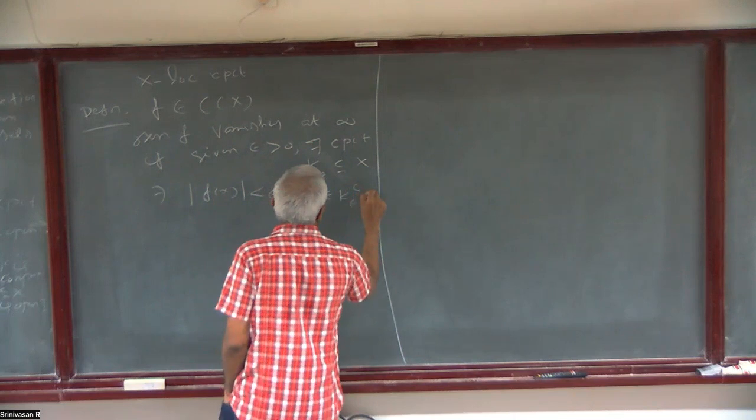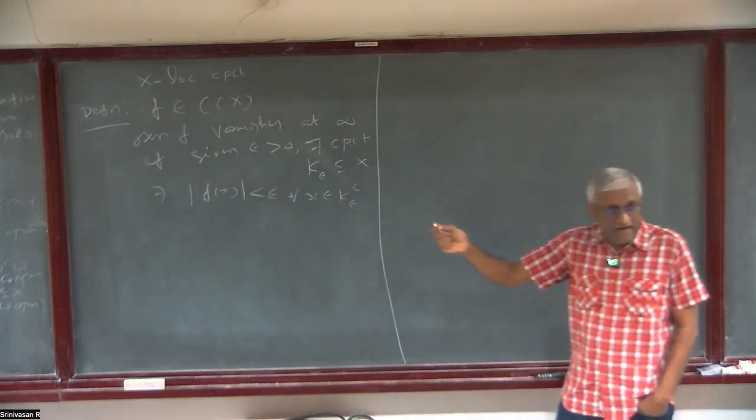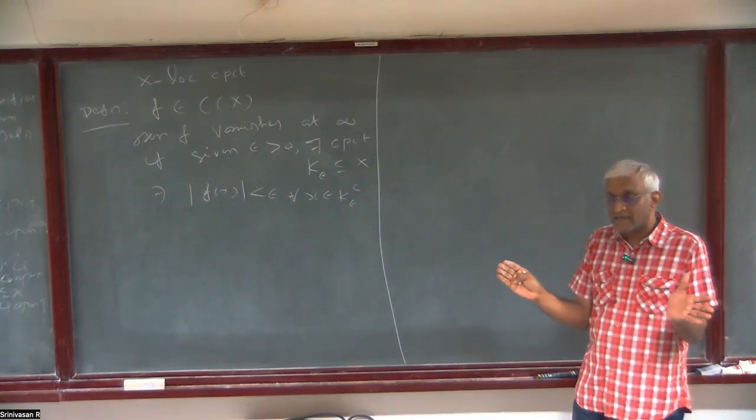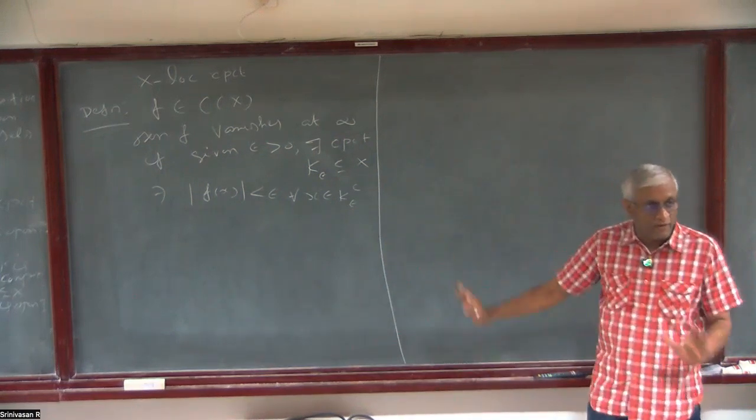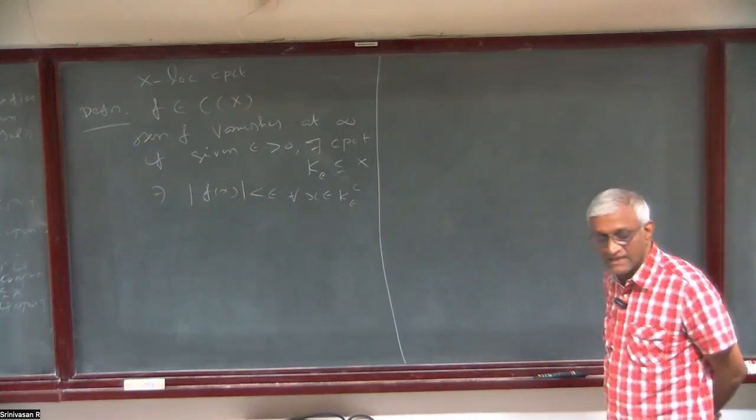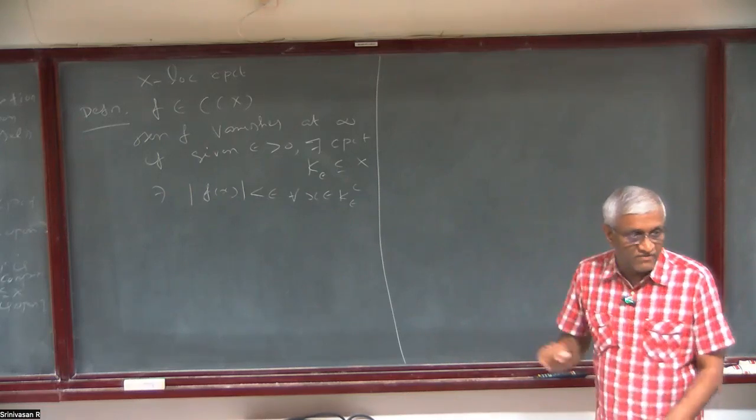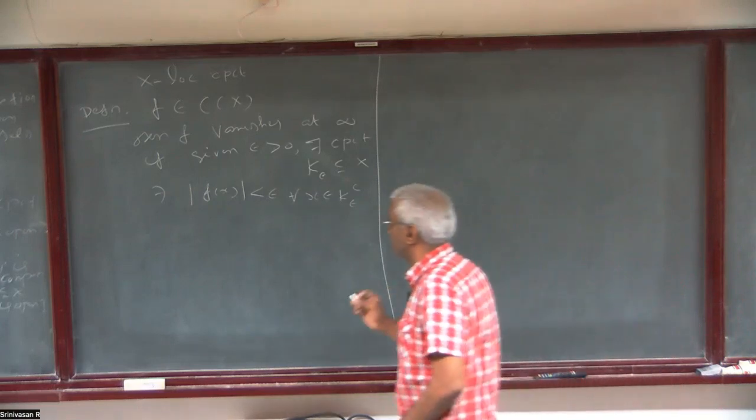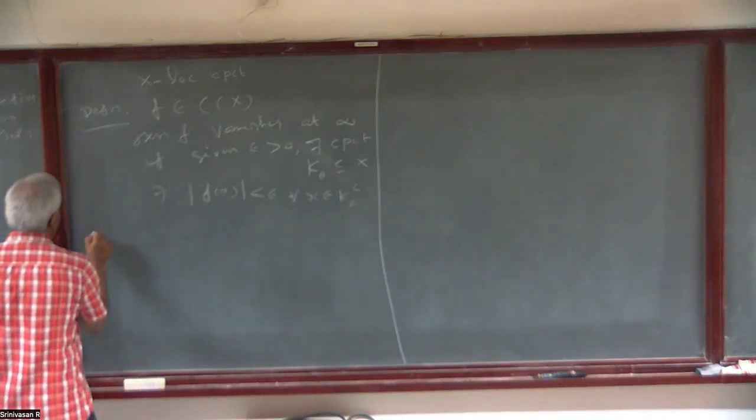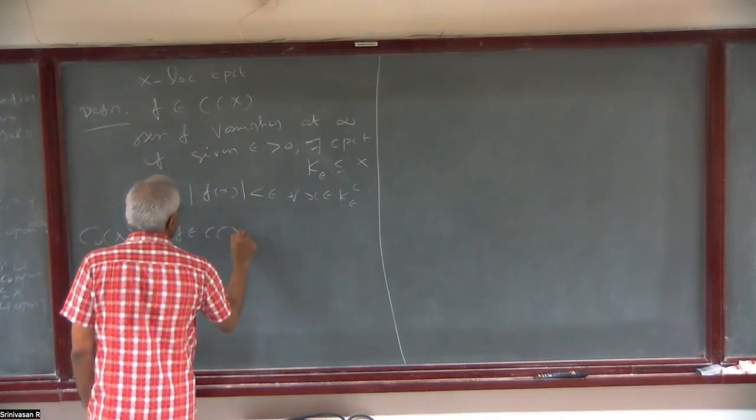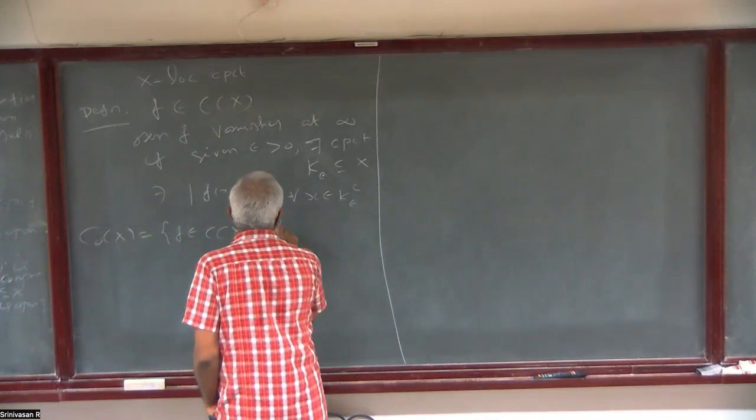So given any epsilon, there will exist a compact set which depends on the epsilon. Outside that set, the modulus of f of x is less than epsilon. The function is less than epsilon. This is what is called vanishes at infinity. This is the definition of vanishes. So if X is locally compact, then C0(X) equals all those f in C(X) such that f vanishes at infinity.